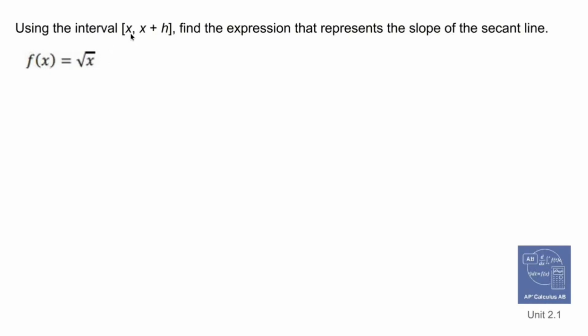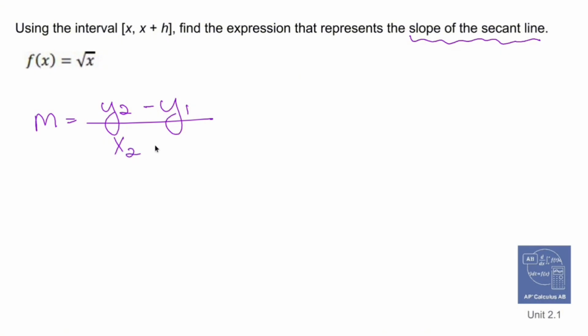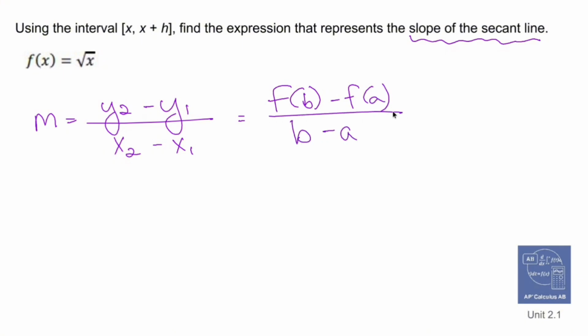Using the interval x and x plus h, find the expression that represents the slope of the secant line. All right, so the slope of the secant line is just fancy talk for slope. So let's use the slope formula. The slope formula is m equals y sub 2 minus y sub 1 over x sub 2 minus x sub 1. Now in pre-calculus, and AP pre-calculus, you might view this differently, and this is how I'm going to view it. f of b minus f of a over b minus a. So yeah, I am treating this like the average rate of change.